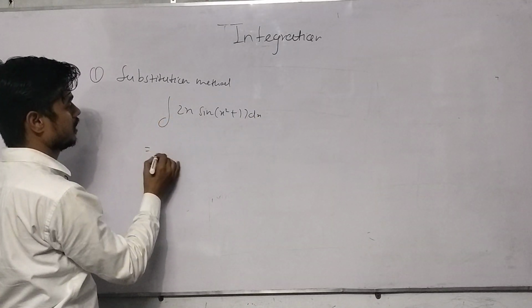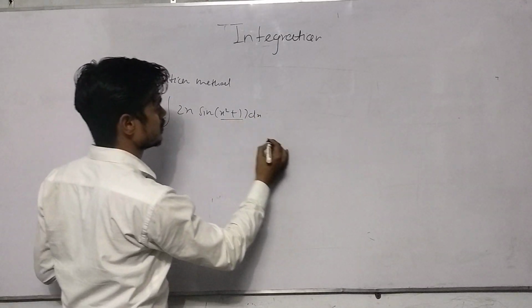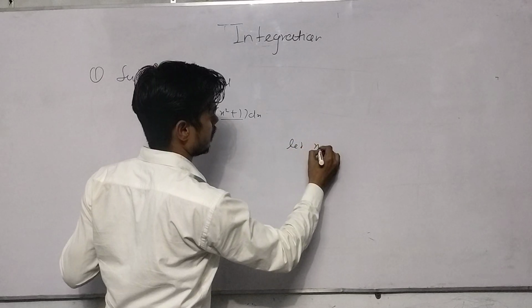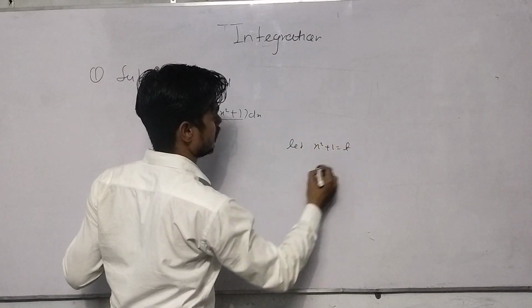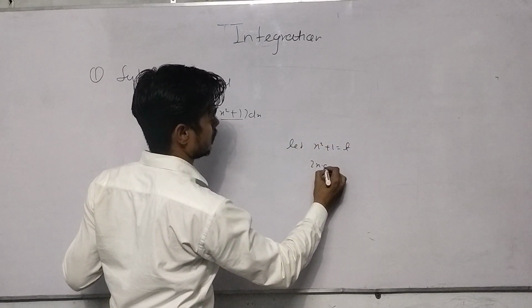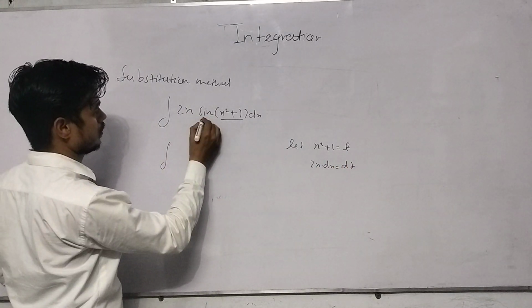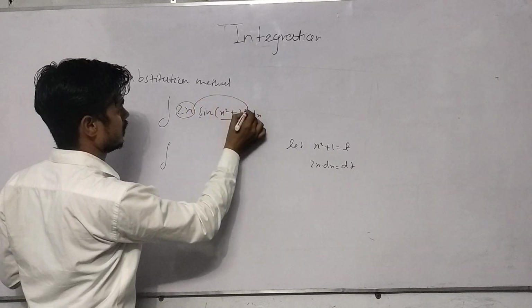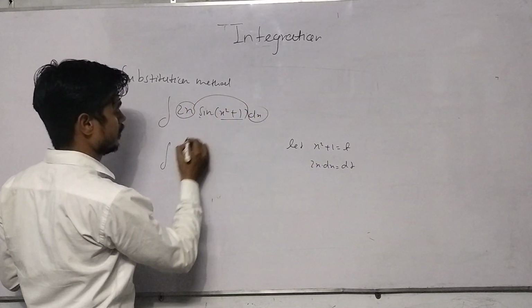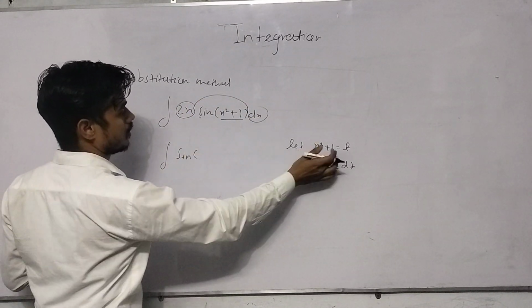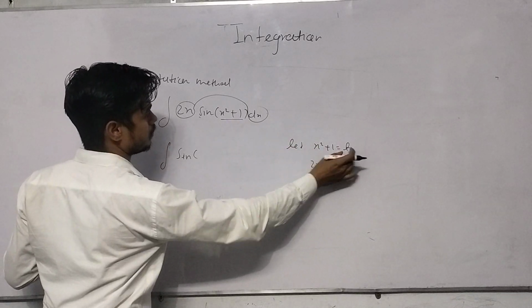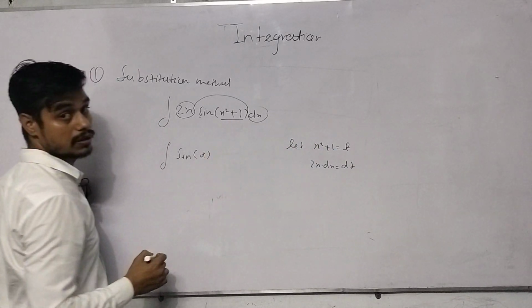So the integration will be, first we have to take this: let x square plus 1 is equal to t, then 2x dx is equal to dt. So this 2x dx will be converted to dt, and in replacement of this I will use this t. This is substitution.